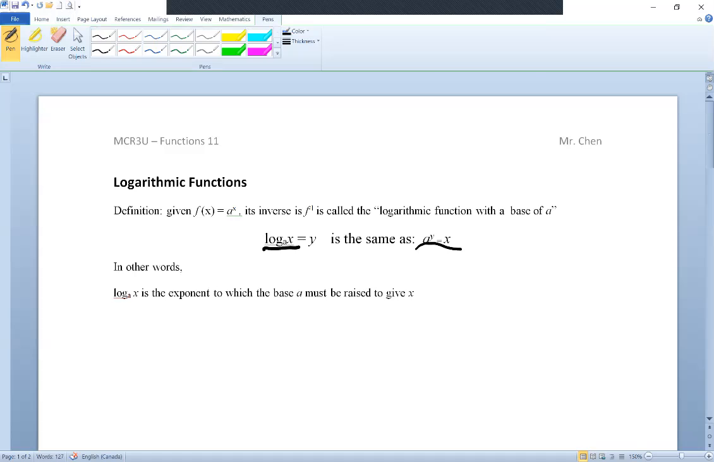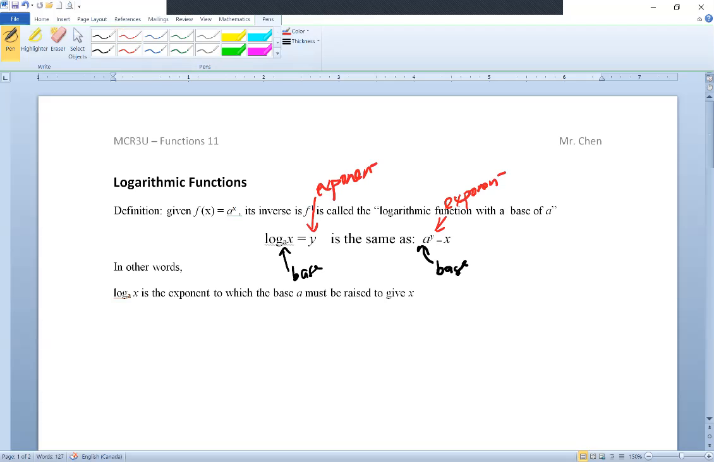So notice that the a is the base, and the y is the exponent. And it's equal to some value, right? So this time, what we're trying to do is find the unknown exponent. So in other words, log base a of x is the exponent to which the base a must be raised to get x. So let me give you a specific example that might be easier for some of you.